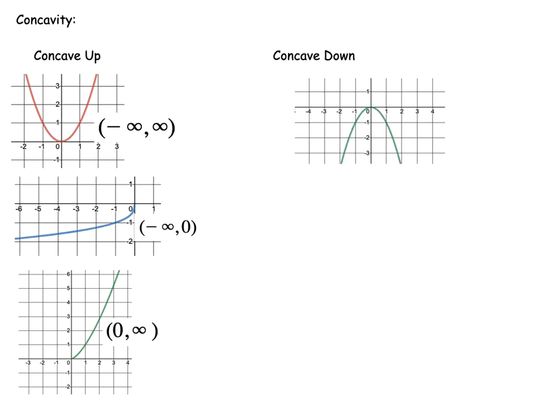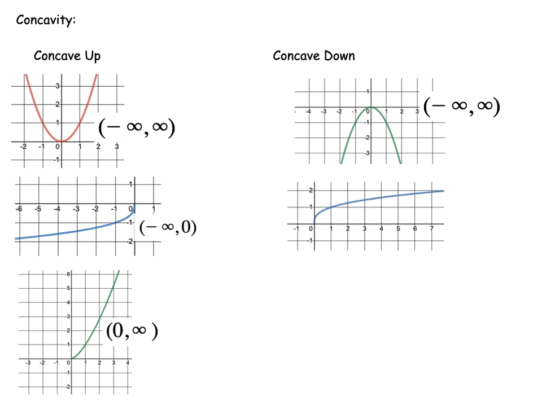Okay, here's one that's concave down. Obviously, the entire graph is concave down from negative infinity to infinity. Here's another one, concave down. So the basic shape is upside down. This is from 0 to infinity.